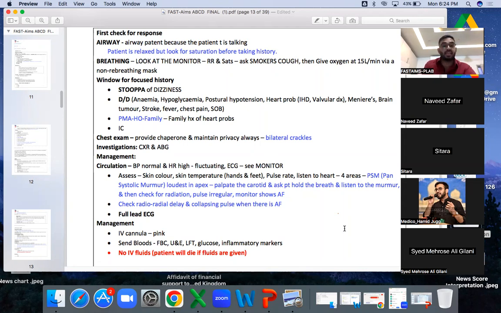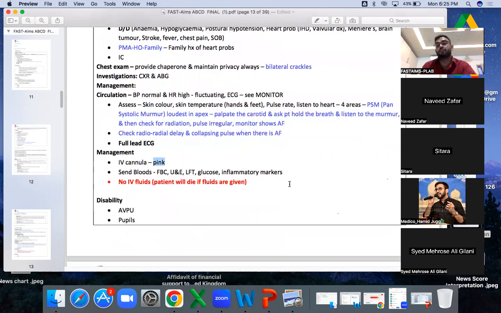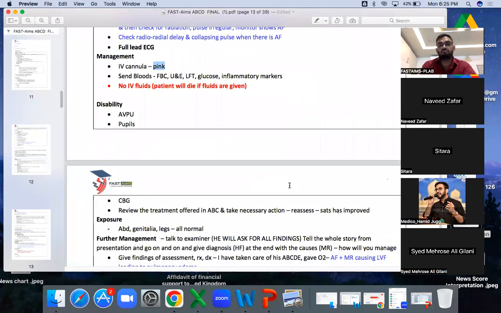And regarding the management plan, you will pass an IV cannula, pink. Look, I have put it pink. Why is it pink? Because you are not going to give fluid. If you need to give some medication, you will give it through the pink IV cannula, so you need not put a large IV cannula. Similarly, you will send blood for inflammatory markers and all that. No IV fluid over here. Okay. They will be checking over here.